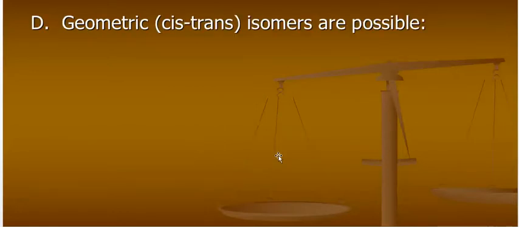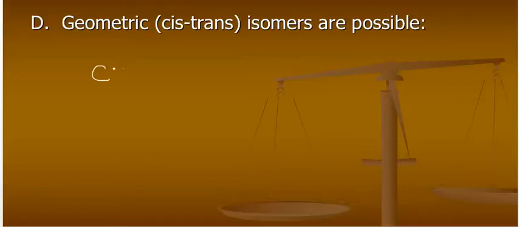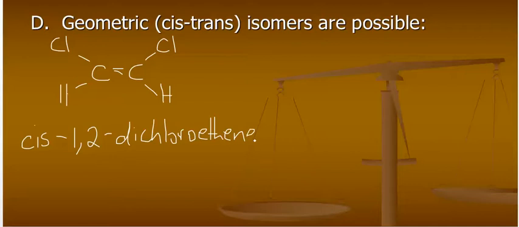With alkenes, we have cis-trans isomers possible because there is no free rotation around the double bond. So for example, this compound right here, since the chlorines are on the same side, this would be called cis. And then we're going to say 1, 2 dichloroethene. So this is cis 1, 2 dichloroethene.